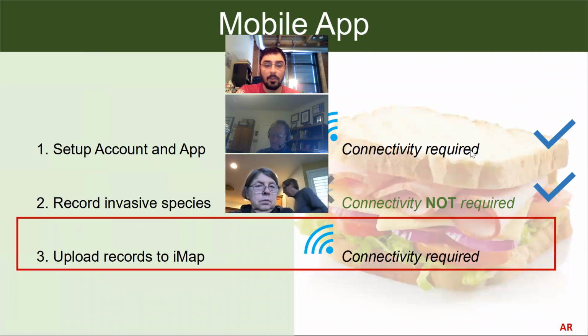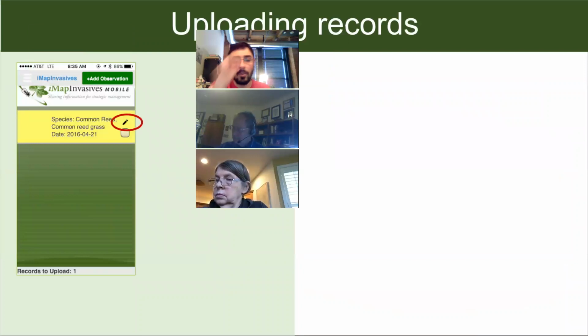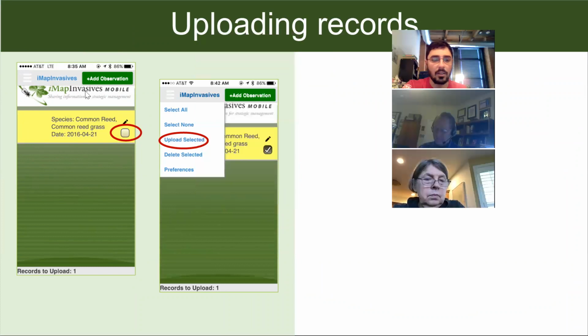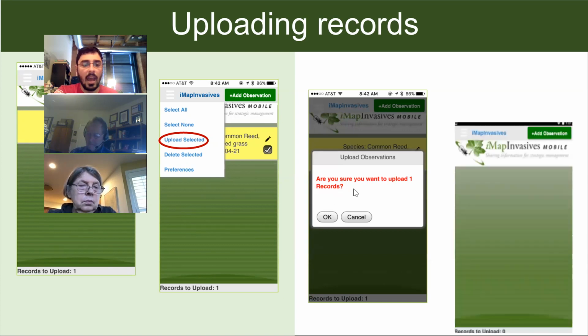And now we're just going to go through the very last step, and that's uploading those records to iMap. Once you go back to the main screen, you should see a little yellow card of the species that you just took. Go to this little gray box and check it off. Then go to the top left, the 3 little lines over here, and hit upload selected. It's going to ask you, are you sure you want to upload one record? Just hit OK. And if it works, that card should then disappear. And that's pretty much it.